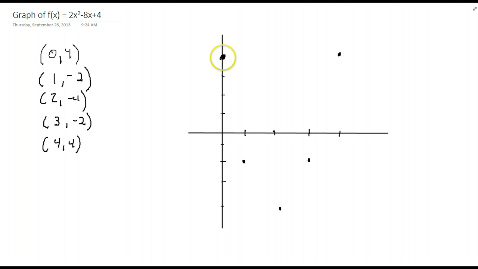Okay, and then we connect the dots. So from 0, 4, a line down to our 1, negative 2, down to our 2, negative 4, back up to our 3, negative 2, and then all the way back to our 4, 4. And what you see is a parabola that is opening upward. All right, so that's our parabola.